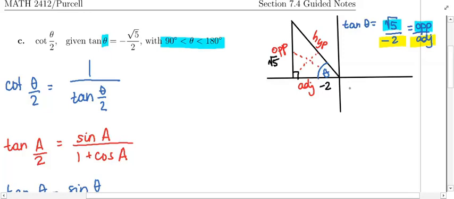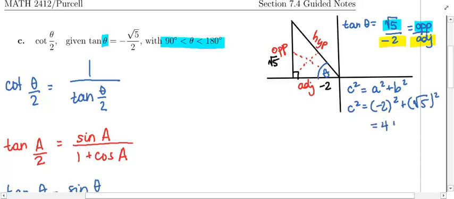Okay, so c squared is equal to a squared plus b squared. We're calculating c squared, so we're going to get negative 2 squared plus the square root of 5 squared. That's 4 plus 5, which is 9. And lucky for us, if we take the square root of both sides, we're going to get that c is 3. We're solving for the hypotenuse. It has to be positive, so it's going to look like this if you label all the sides in your triangle.